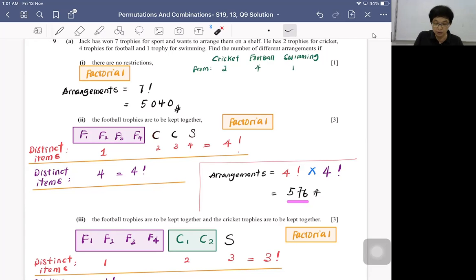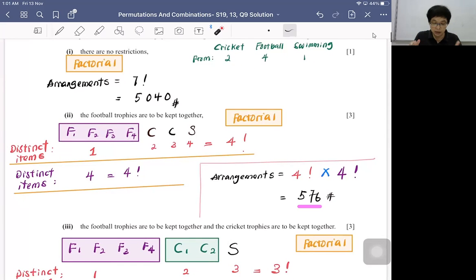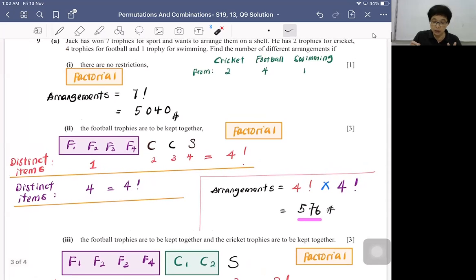Well, I have put down the display for easier visualization. I put F for football, C for cricket, and S for swimming, respectively. The 4 football trophies are F1, F2, F3, and F4. The condition says Jack wants to keep them all together. They cannot be separated. They must be displayed together. And then for cricket, he has cricket 1 and cricket 2, and then the swimming trophy.